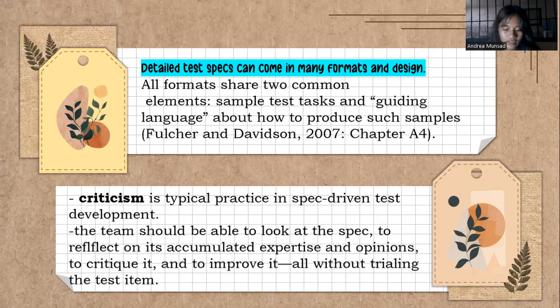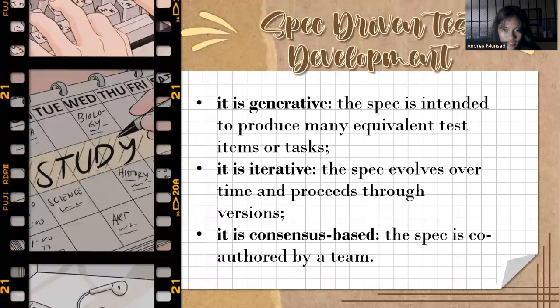Its key characteristics are, first, it is generative. It means that the spec is intended to produce many equivalent test items or tasks. Second, it is iterative. The spec evolves over time and proceeds through versions. And lastly, it is consensus-based. It means that the spec is co-authored by a team. And spec-driven test development is probably standard practice in most large commercial and government testing operations.